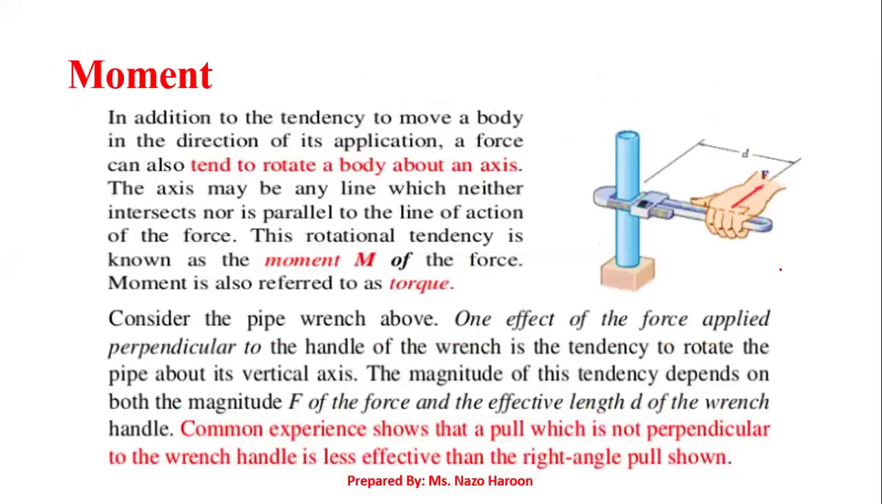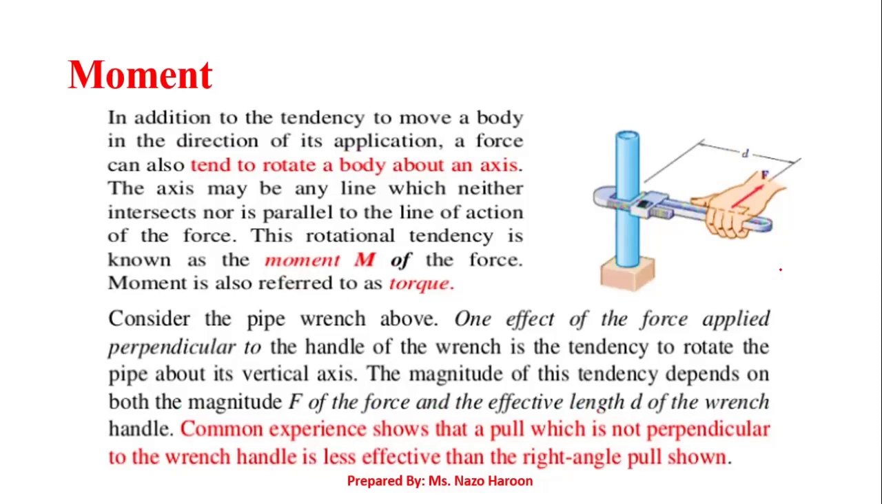Okay, so basically what moment is nothing but a kind of rotational impact that is being produced in any object or any body or any system under the influence of some external force, right? So moment is basically a tendency to rotate a body about any particular axis.